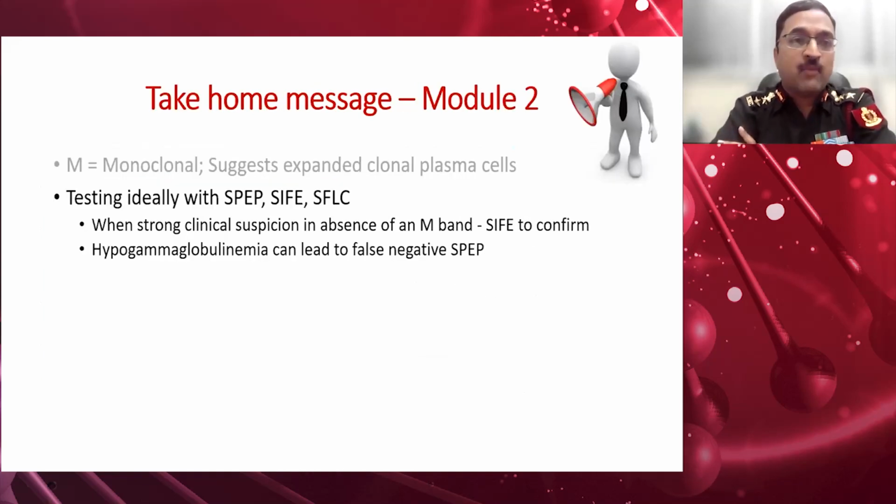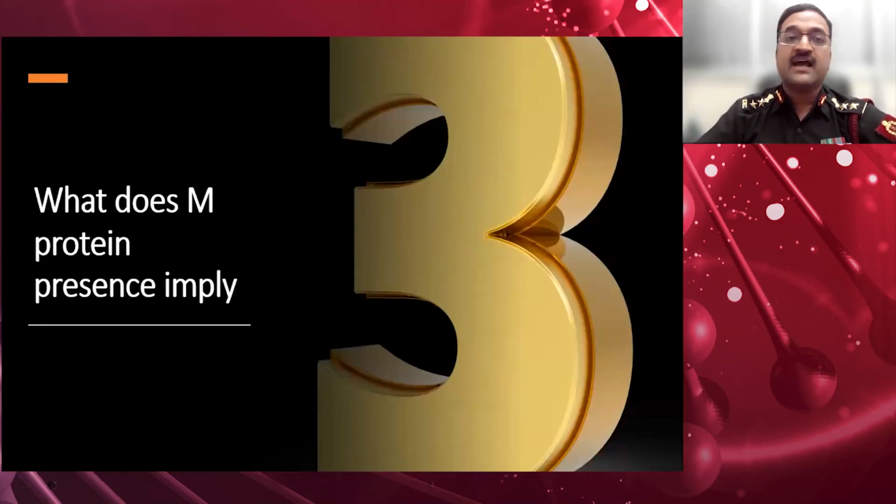So at the end of the second module, the ideal tests that we need to do in individuals with a monoclonal gammopathy include a triad of protein electrophoresis, immunofixation, and free light chain. And hypogammaglobulinemia needs to be considered when you have a high clinical suspicion and the patient is not showing a protein electrophoresis band. Let's go to the next module, where we talk about what an M protein implies.